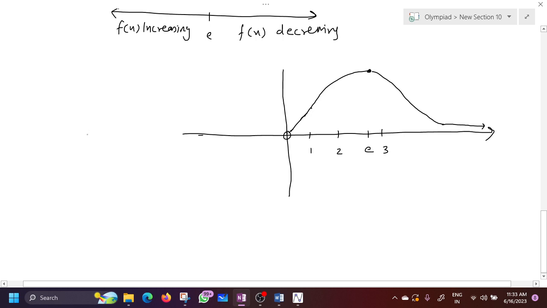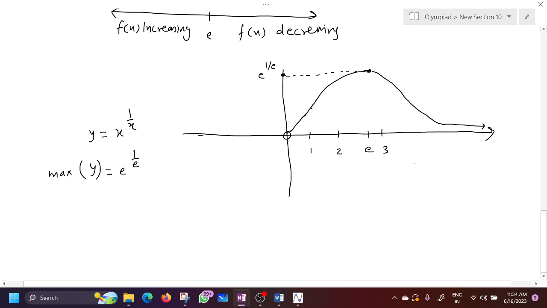So this is the graph of y is equal to x to the power 1 by x, and the maximum value of y is e to the power 1 by e. From the graph we can see this is the maximum value, which is e to the power 1 by e.